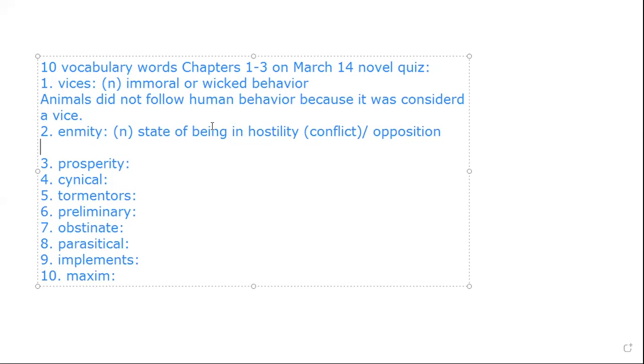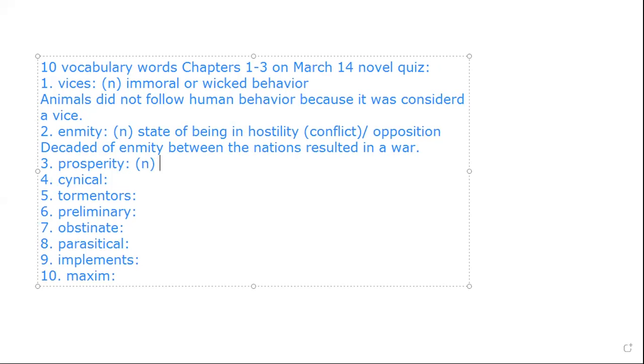And here we can say that decades of enmity between the nations resulted in a war. So years of being enemies or of this hostile environment, of course, would result in a war between the nations. Prosperity is another noun and it comes from the verb prosper.